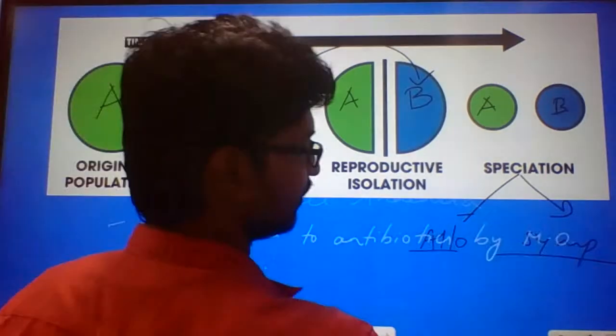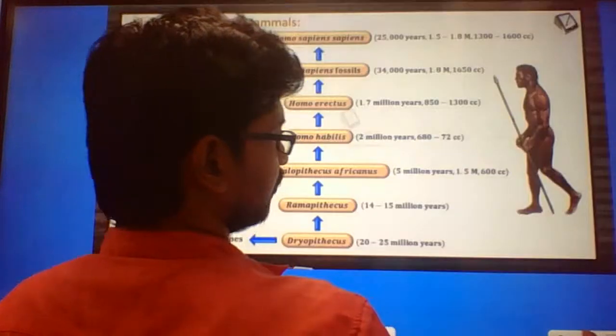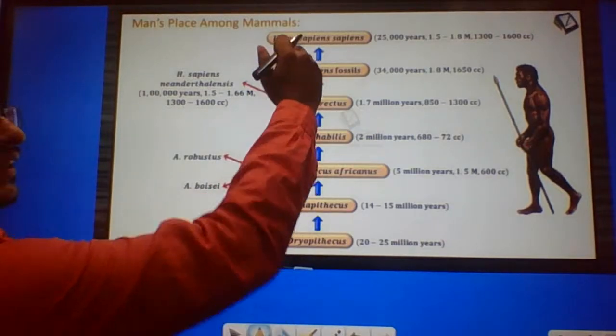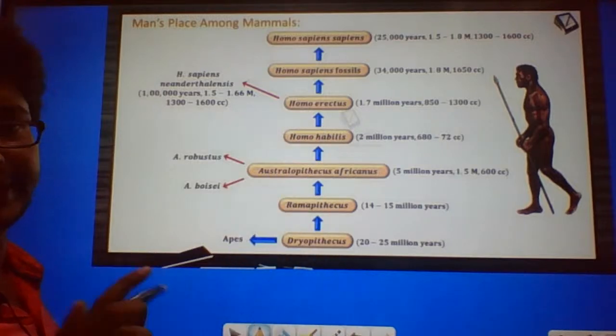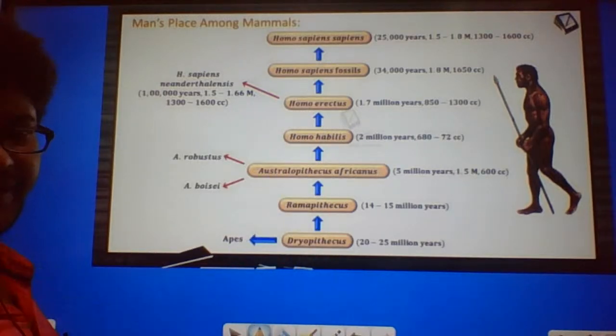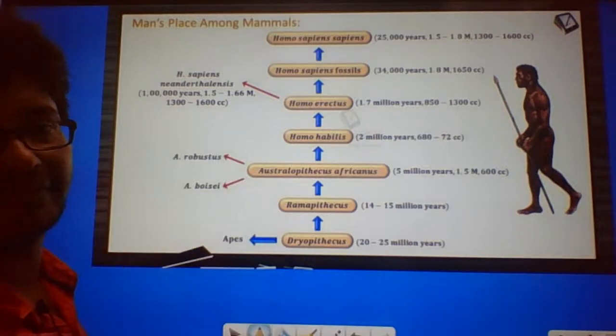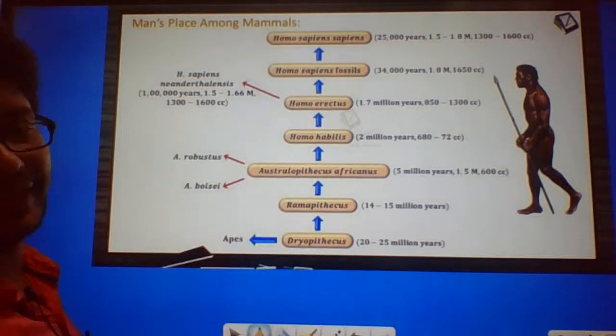Now we'll start with human evolution. I'm not going deep into human populations because in another 20 minutes I'm going to close. Coming to man's place among the mammals, we'll start with Dryopithecus. These are the names you should remember. In all the criteria, names and stages, you should remember at least a few important points, especially the cranial capacity, CC, and how many million years back the first tool maker and the first flesh eating mammals started evolving.